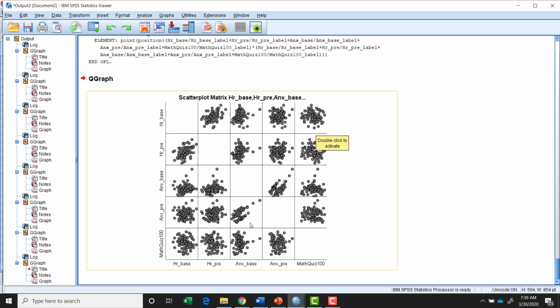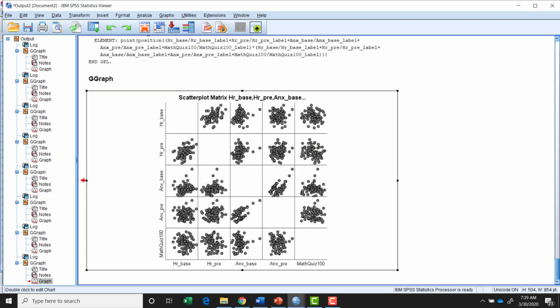But if we look at, for example, the anxiety, we can see the base anxiety is correlated with the pre-anxiety. And we could also see that, for example, the heart rate pre is correlated with the heart rate base, though not quite as strongly as the anxiety. So literally, this allows us to show lots of different scatter plots. And particularly when we move on to regression, and we want to look at relationships between lots of variables, this can be useful. But just be careful. Don't put too many variables in one of these things, otherwise it rapidly becomes unreadable.